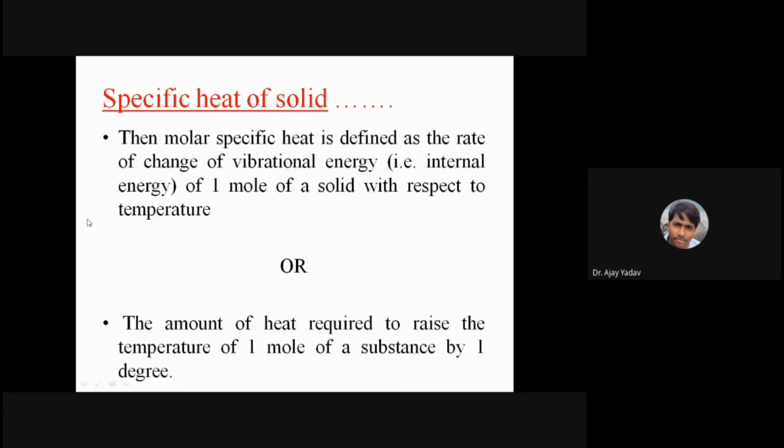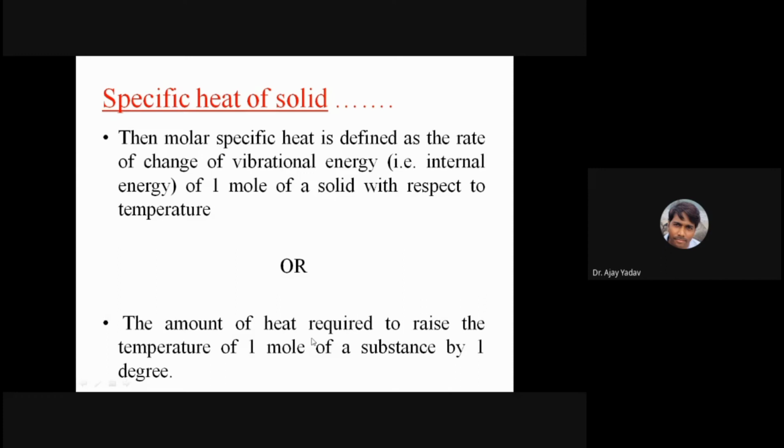Now, how is the heat capacity defined? The molar specific heat is defined as the rate of change of vibrational energy, that is the internal energy, of 1 mole of a solid with respect to the temperature. In lower classes you have learned the definition in this wording: the amount of heat required to raise the temperature of 1 mole of a substance by 1 degree.